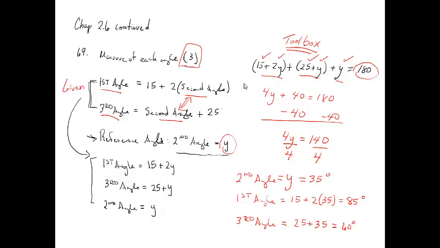And then from here, all I have to do is step 4, which is answer, which means solve the equation. Solve for y. But once I get y, I can't stop because it said find the measure of each angle, which means I still have to keep going. So I found the second angle, great, which means it'll lead me to my first and my third.